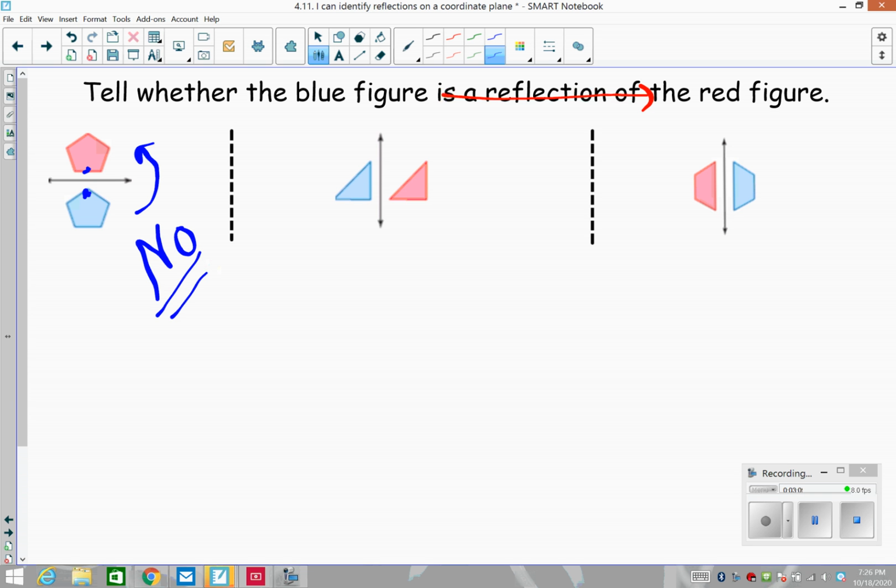The middle example, here's my line of reflection. Is it true that I flipped the triangle over the line? Is it true that it's a flip? No, never flipped it. Again, looks more like a slide.